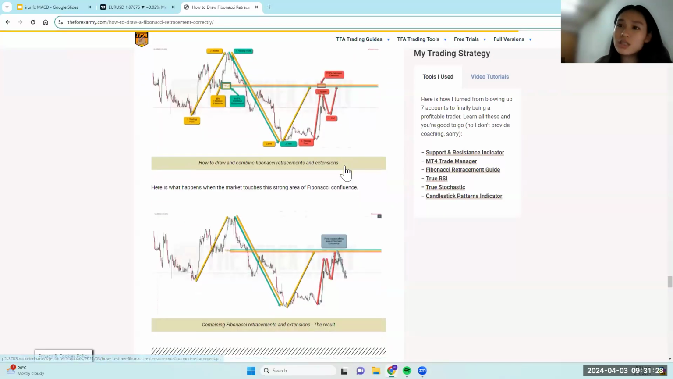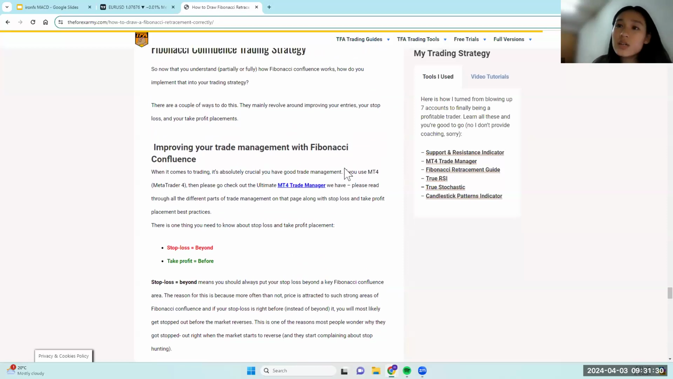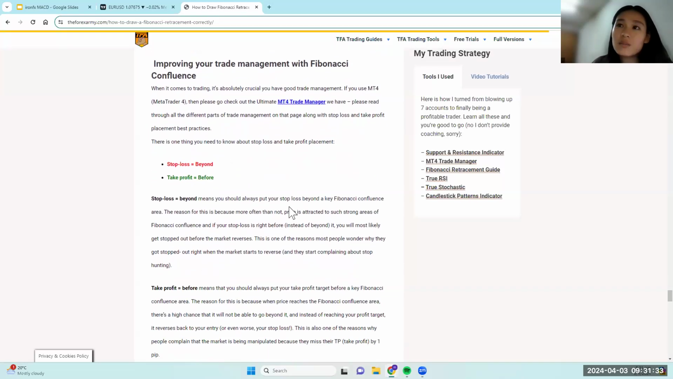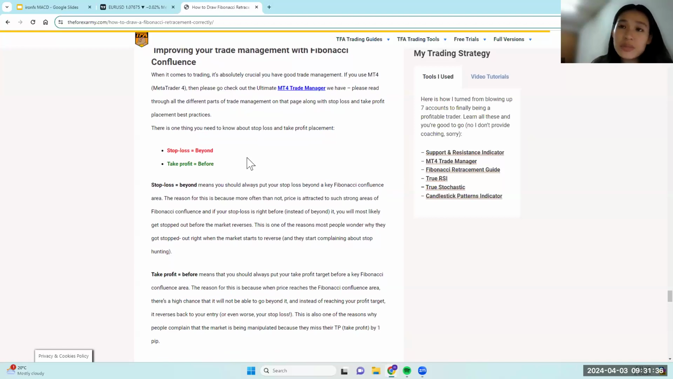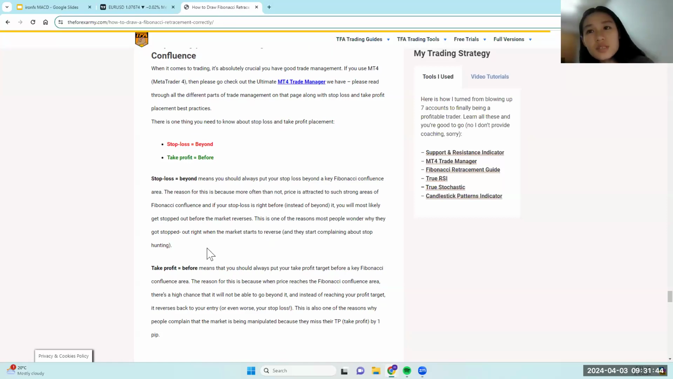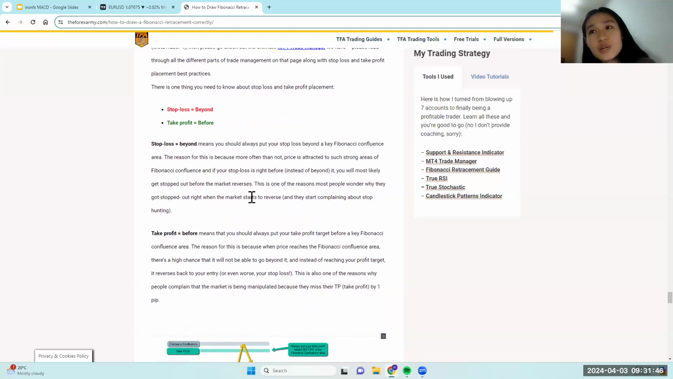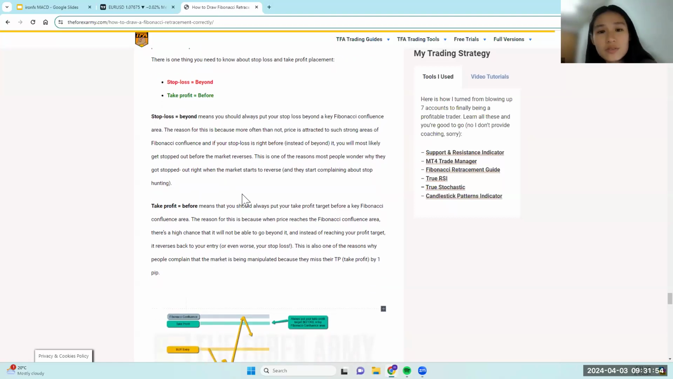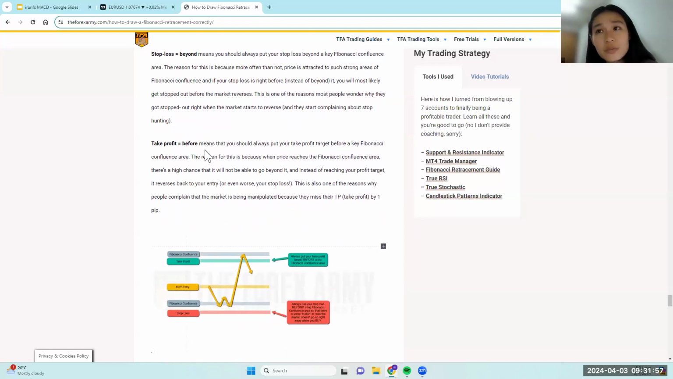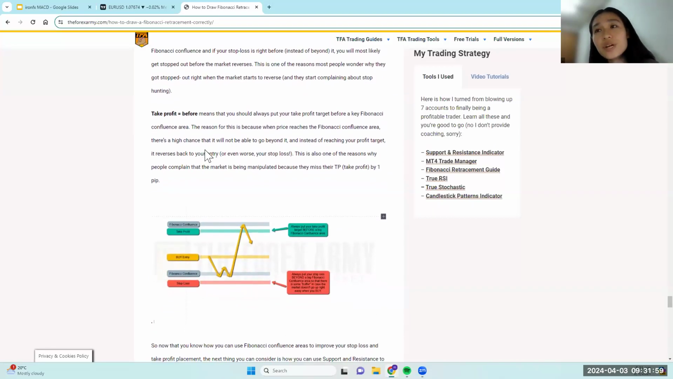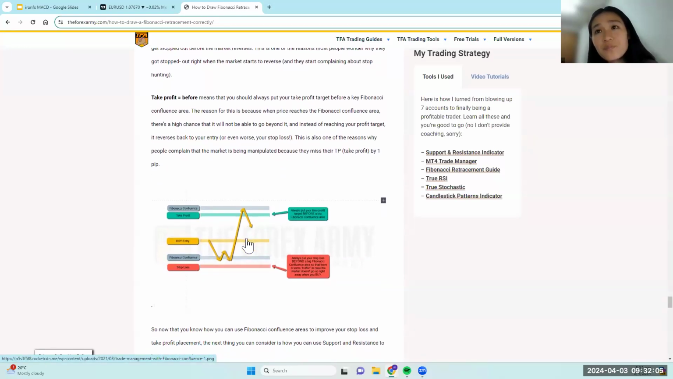So it's a pretty important technique to learn. Also have some trade management guides. So for example, you place your stop loss beyond a key Fibonacci or resistance area instead of before it. And the reason for that is because price, as I mentioned earlier, is attracted to such strong areas of confluence. So you might get stopped out before the market reverses. And your take profit should be placed before so that when price reaches that area, there's a high chance that it won't be able to go beyond it.